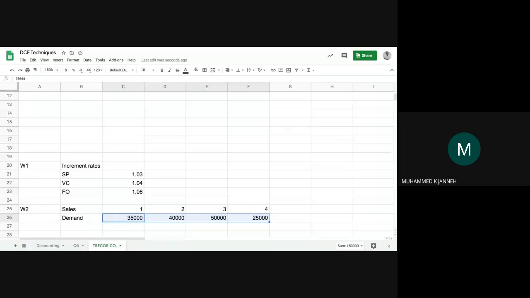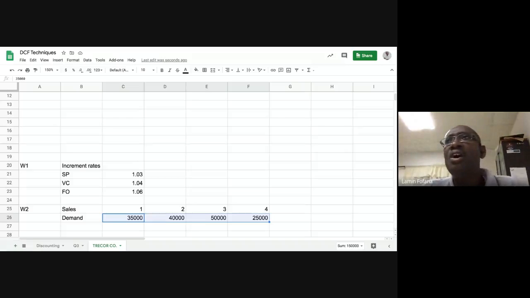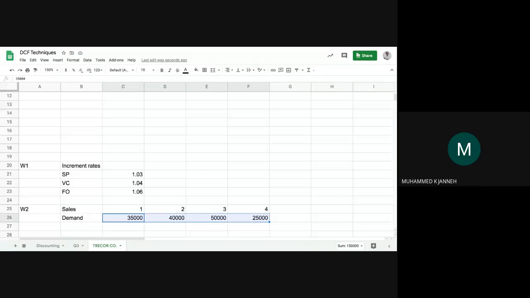Okay, so here we have 1.03. Yes. If something is going to go up by 3%, let's say a selling price of $20. If it goes up by 3%, you multiply by 3%, and then you add it to that amount. So that's the same as multiplying it by 100% plus 3%. That would give you 1.03.